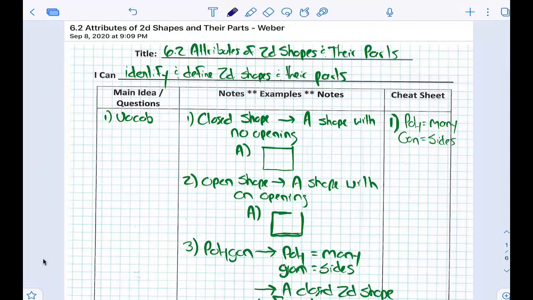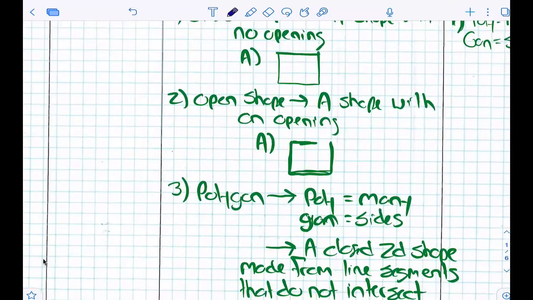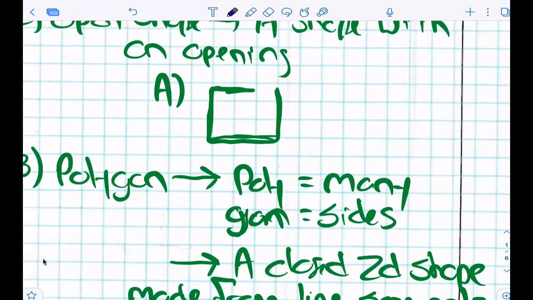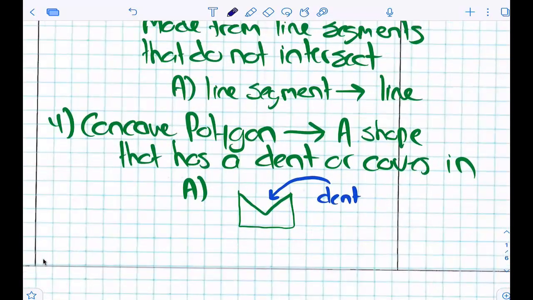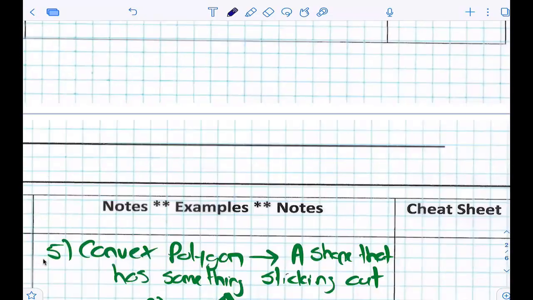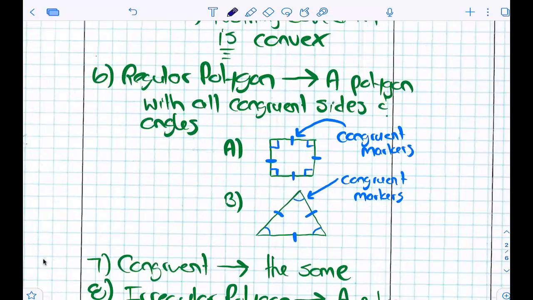Okay. How many openings does a closed shape have? 0. How many openings does an open shape have? 1. What does poly mean? Many. What does gon mean? Size. Sweet. Okay, so concave means it is caved in or it has a... Yes. Convex means it is not caved in. It actually has something that is... sticking out. Or it's just a regular shape that is not dented, right? Yes. Okay, cool.